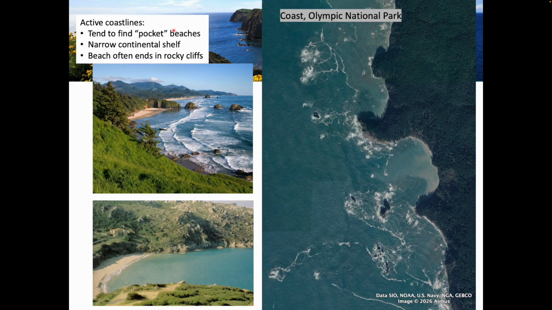On the other hand, active coastlines or active continental margins, you tend to have smaller, what we call pocket beaches, a narrow continental shelf, and the beaches often end in tall, rocky cliffs. Oregon, again, a great example of this phenomenon, as are parts of Washington, as seen on the right in the coastline of Olympic National Park, where we have this rugged coastline dominated by cliffs, some coves with rare beaches exposed at low tide.